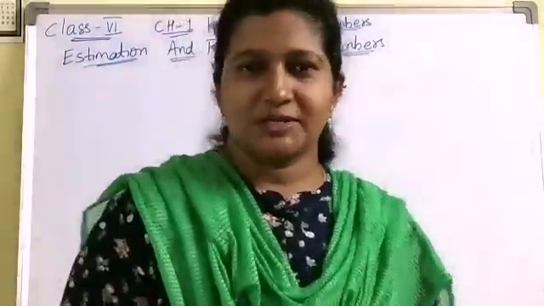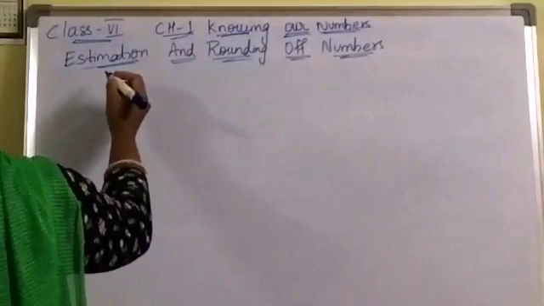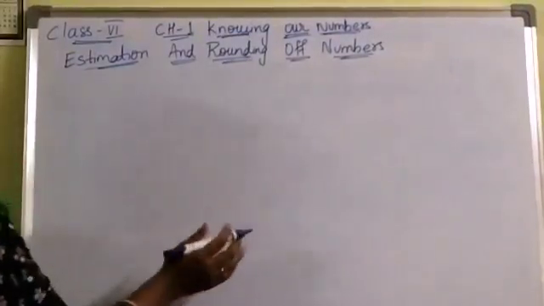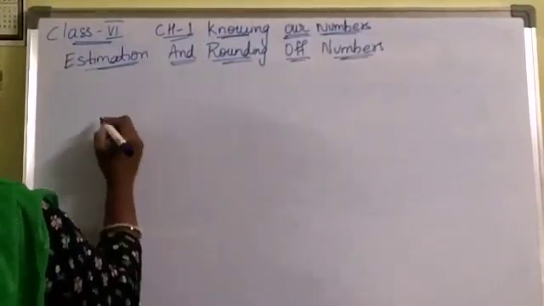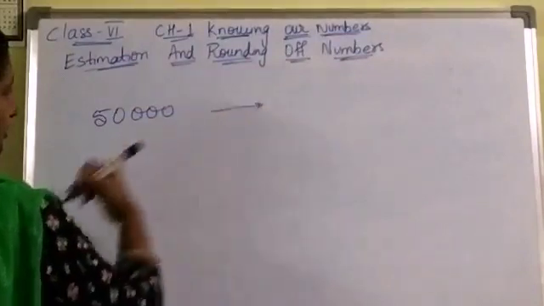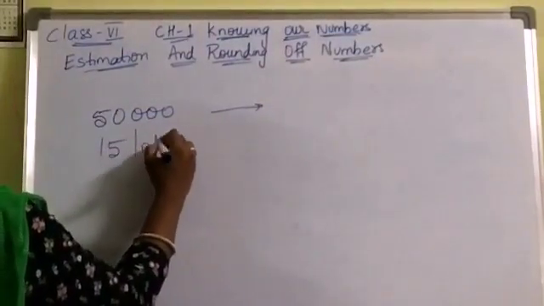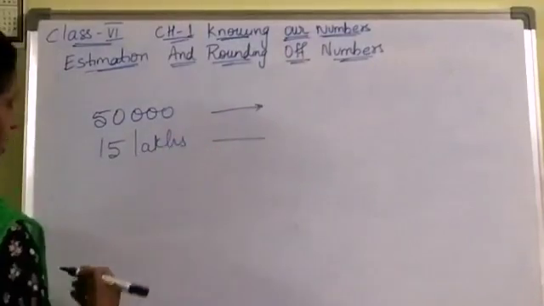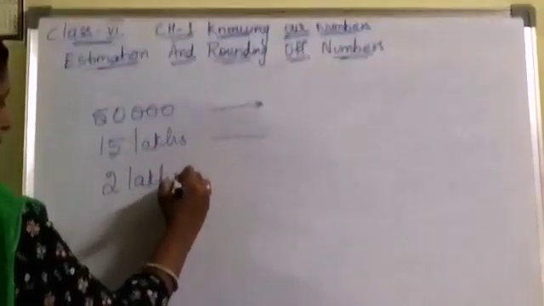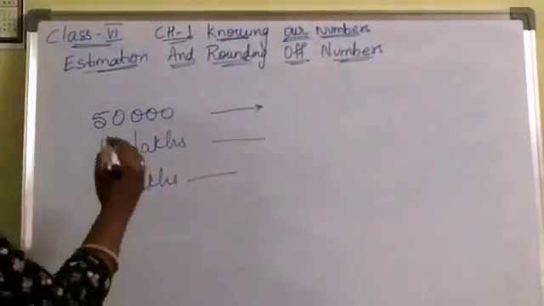I am here to explain you estimation and rounding of numbers. Here we come across many situations in our daily life such that 50,000 people visited Nampally exhibition, and suppose 15 lakh students are appearing SSC board examinations this year, or 2 lakh people affected by coronavirus in India, right?